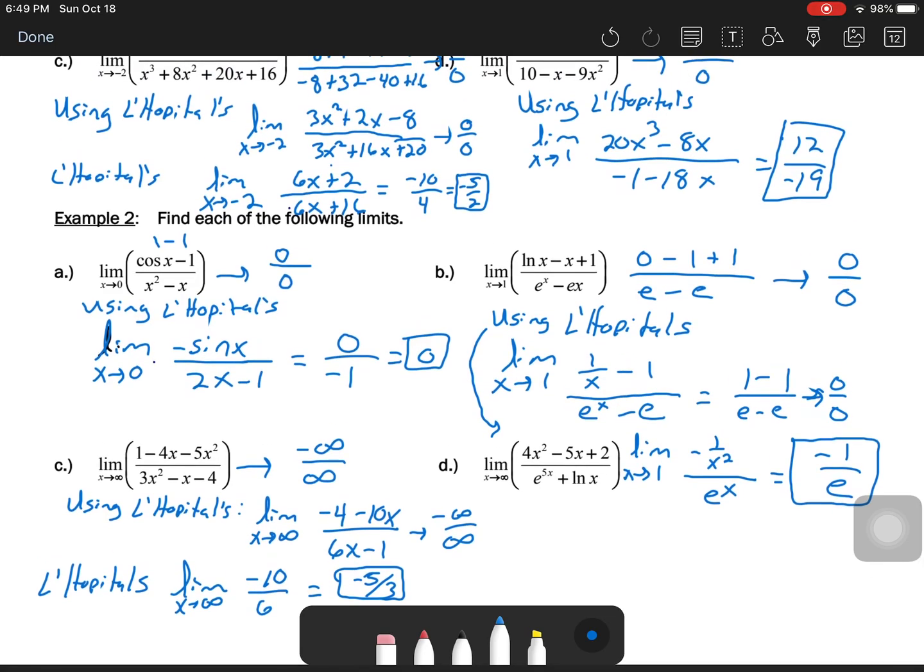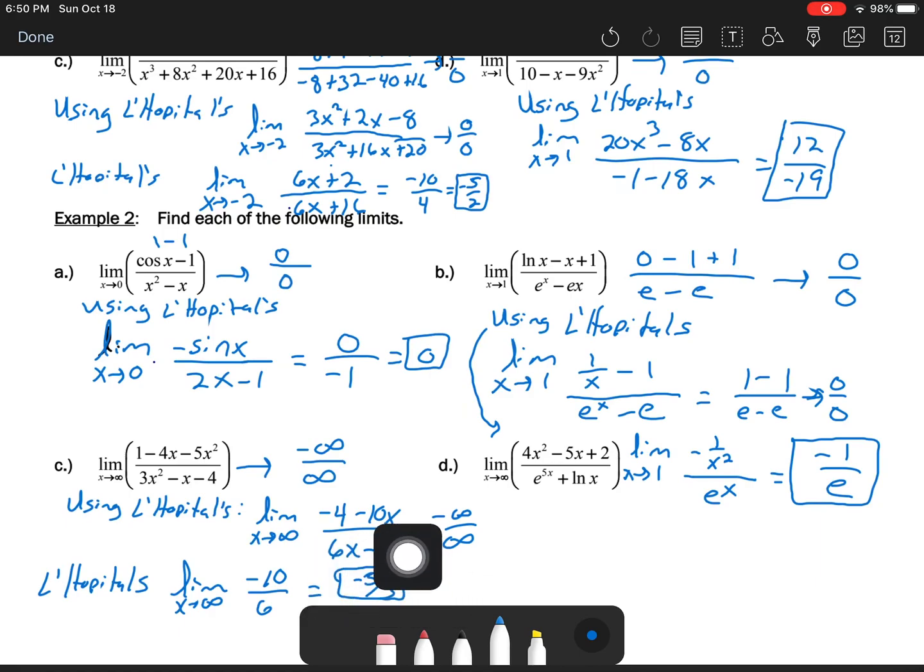These last couple, I'll maybe talk through this one, and I think this one's basically similar. So in this one, for part C, if I were to plug in infinity, and this has a negative 5 for my leading coefficient, I'd have negative infinity here, and I would have positive infinity here. So since that's an indeterminate form, we'd say using L'Hopital's rule, we'd rewrite our limit with derivatives of each.